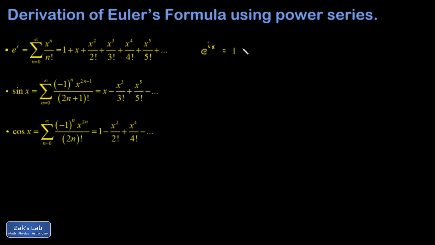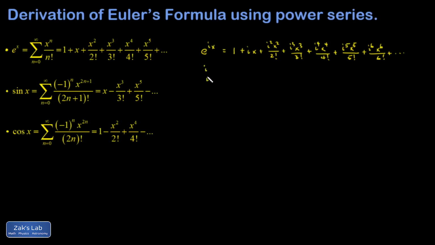And when I plug that in, I get 1 plus ix plus i squared x squared over 2 factorial plus i cubed x cubed over 3 factorial. I'm going to go for a while because I want to have a lot of terms to recognize the pattern from. Okay, to simplify this, I'm going to need to write down the values of all these powers of i. I'm just going to do that separately because it's going to make things go a little faster.